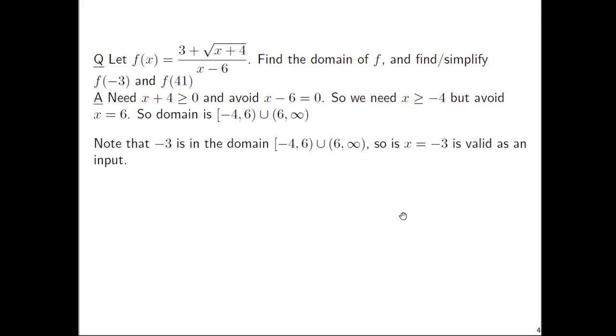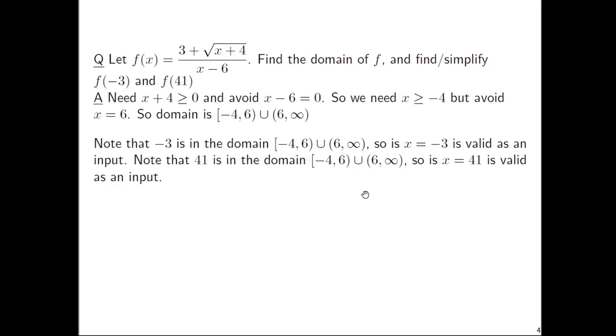Okay, well, then negative 3 is in the domain. Yeah, negative 3 is between negative 4 and 6, so that's fine. It's in the domain. So negative 3 is actually valid as an input. And I get that x is negative, but we're not going to end up square rooting negative 3. We're going to plug in negative 3 for x. And then in the radical, it'll be root negative 3 plus 4, which will simplify to root 1. So we'll only be rooting the number 1. So that's fine, right? Same thing, 41 is in the domain, so 41 is valid as an input.